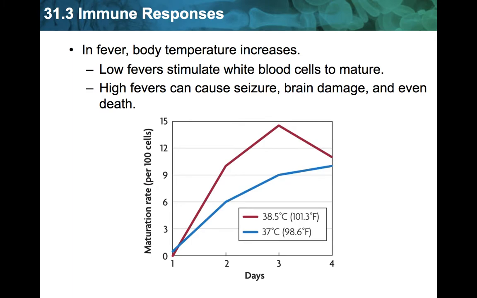Fevers are your body's way of trying to kill off whatever that pathogen is. However, if a fever gets too high, in extreme cases it can cause seizures, brain damage, even death. That's because it's actually too hot for the proteins in your body and your different cellular functions. If you get too warm, it can cause major damage to the rest of your body, even death.